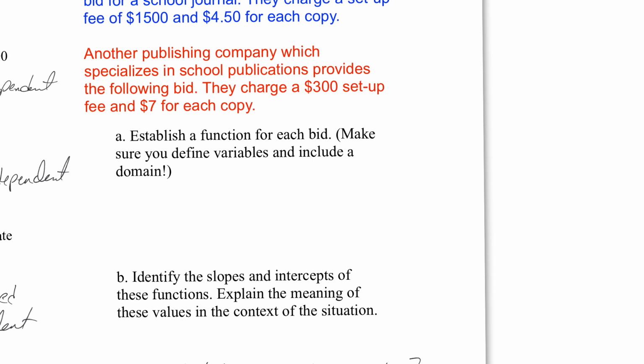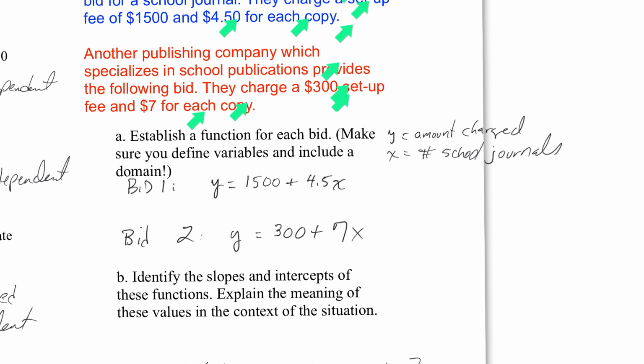Okay, so I added part C for this problem, right down here. It's on the second page written out, but you have to answer this question as well. One publishing company provides the following bid for a school journal. They charge a setup fee of this and $4.50 for each copy, whereas another publishing company charges this and $300 and a $7 fee for each copy. So establish a function for each bid. I'll pause the video, see if you can establish a function for each bid.